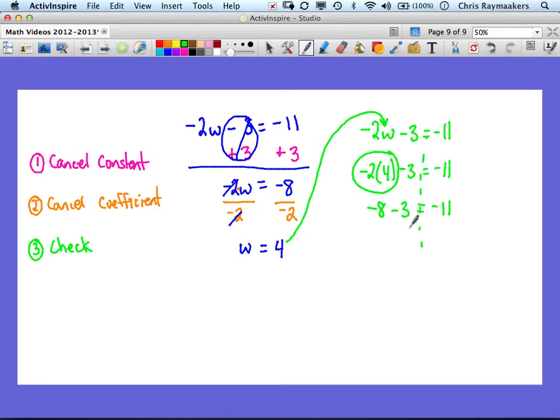And what is the value of negative 8 minus 3? Negative 11. Remember, I'm working down the page. And like I said, the right's already worked out for us, so that's good. Are the two sides the same? Yes. I'm only finished my check when both sides have a single number value, right? So I need to have a single value. That is, they are the same. So yes, I can therefore conclude that w equals 4 is in fact the solution.